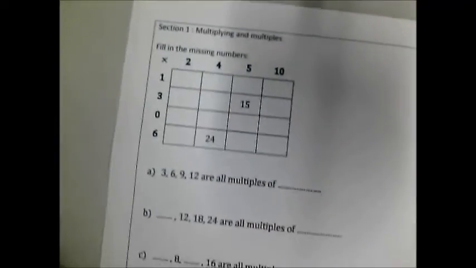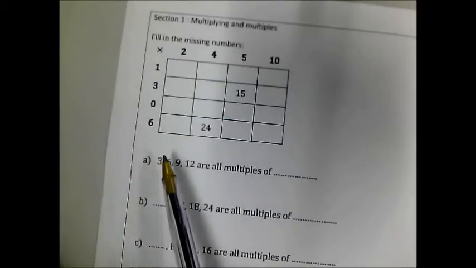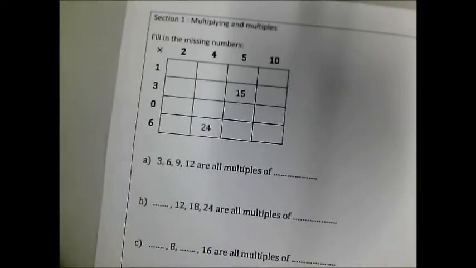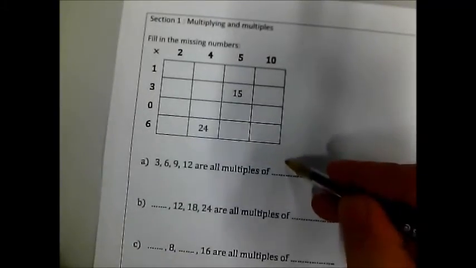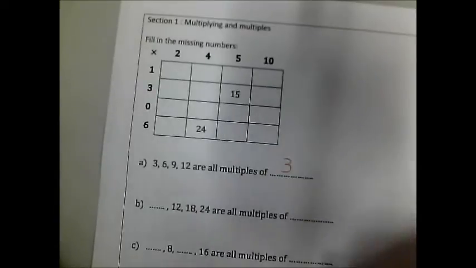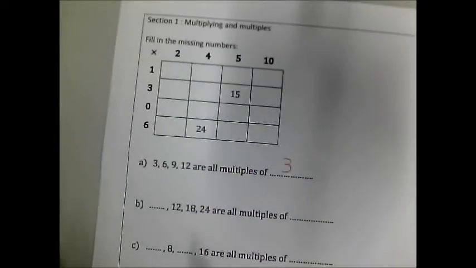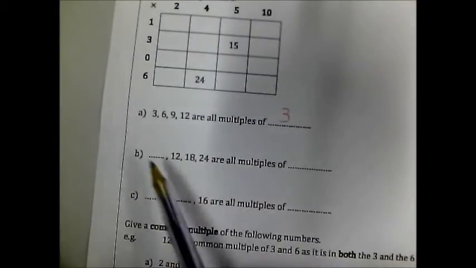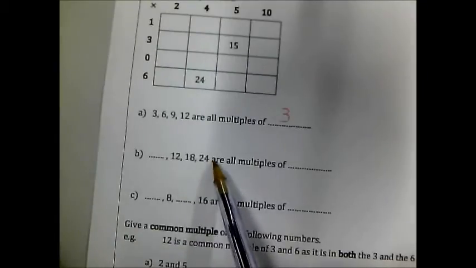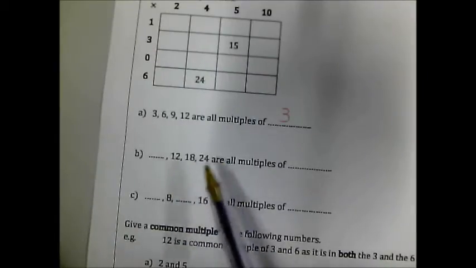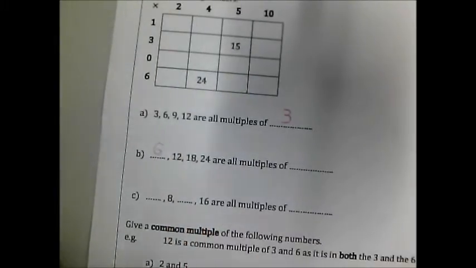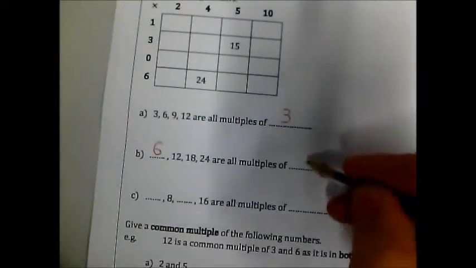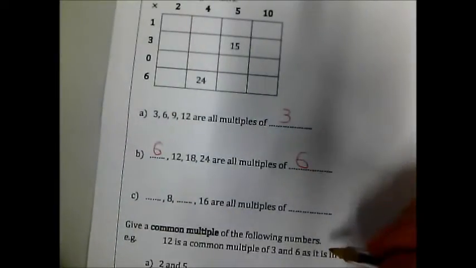Okay, let's have a look at part A. So we have the numbers 3, 6, 9, 12. Now I can see these are all in the 3 times table. Therefore, these are all multiples of 3, as they are all in the 3 times table. Okay, and obviously this pattern continues. Now blank, 12, 18, 24. I can see these are going up in 6s. So my missing number here is 6, so 6, 12, 18, 24. These are all numbers in the 6 times table, therefore these are all multiples of 6.